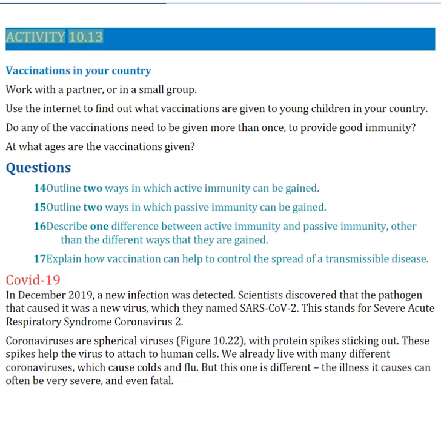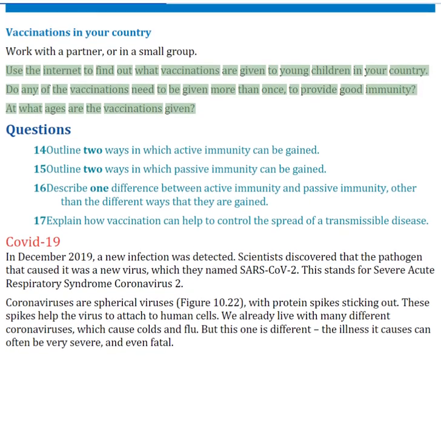Activity 10.13. Vaccinations in your country. Work with a partner, or in a small group. Use the internet to find out what vaccinations are given to young children in your country. Do any of the vaccinations need to be given more than once, to provide good immunity? At what ages are the vaccinations given?